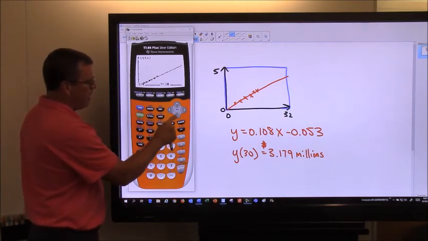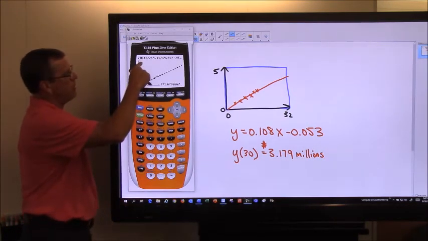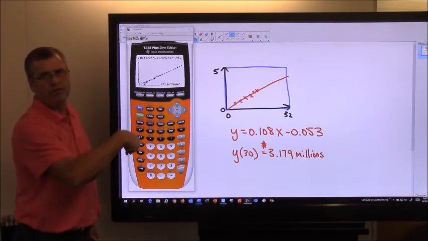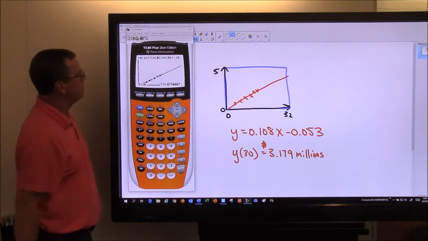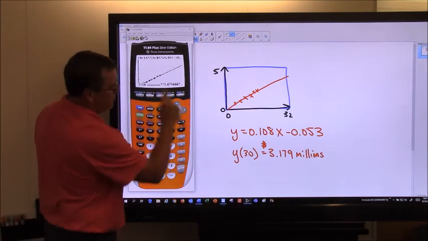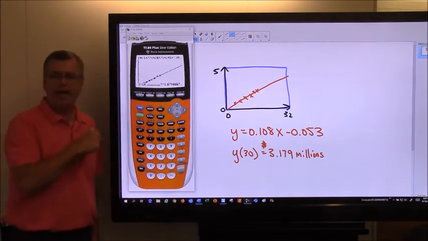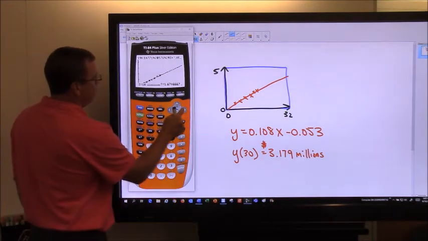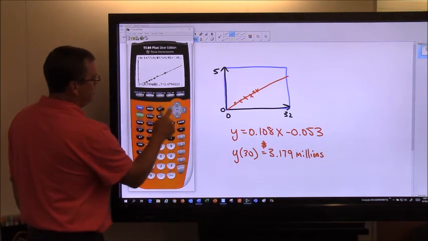So I'm going to arrow down once. What that does is it toggles between the things that are showing here. You could arrow up or down. They both are just like toggle switches. Now it says y1 equals, and I can see the numbers from this equation. So now I know that I'm on that line, my cursor is. And I can move it around with the arrow key like this. I can go back.